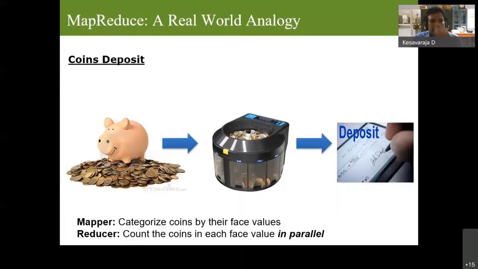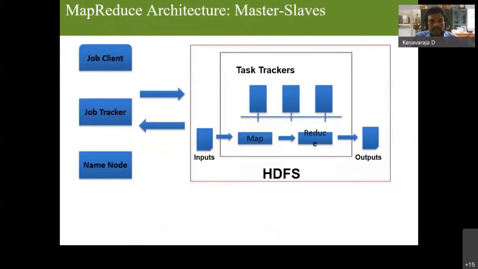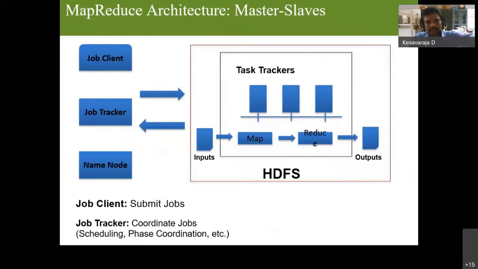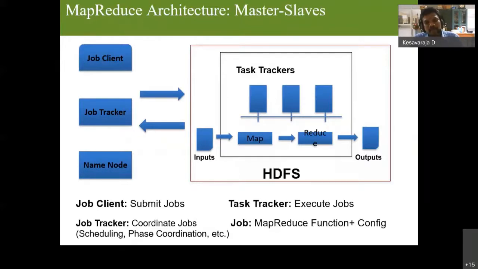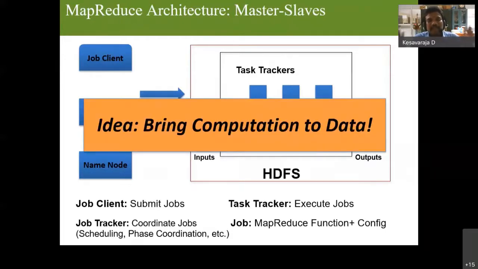So it's a real-time analogy for MapReduce. So a job client, a job tracker, as well as a name node, it's a Hadoop HDFS environment. The job client can submit the job, then the job tracker coordinates the entire job, the task tracker executes the job, then the MapReduce function and configuration are performed. So it's the idea behind MapReduce: the computation was split across all the nodes, processed, and then the result is obtained.